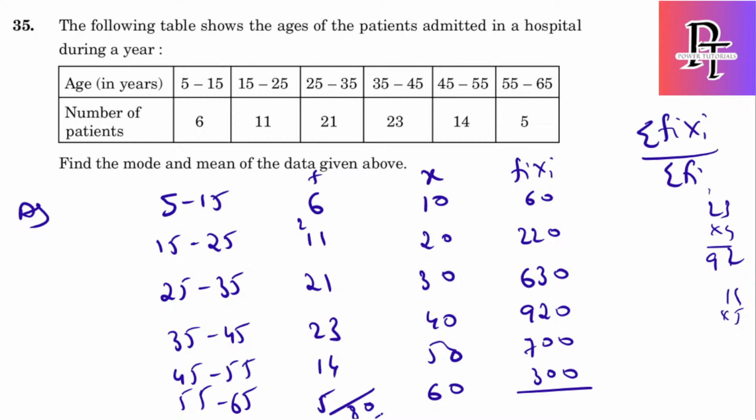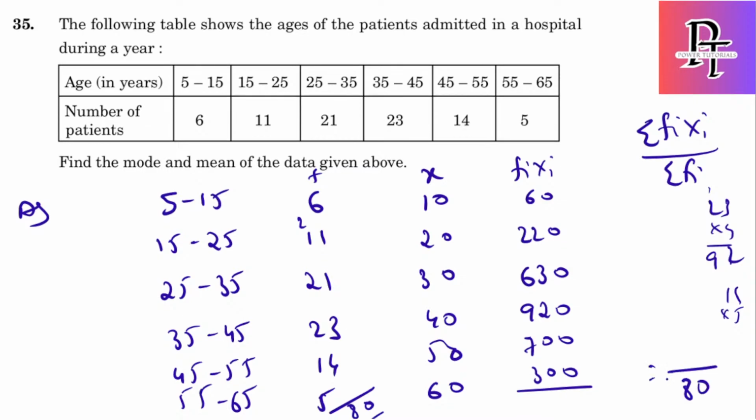Sigma FiXi we have to find: 60 plus 220 is 280, plus 630 is 910, plus 920 is 1830, plus 700 is 2530, plus 300 is 2830. So 2830 by 80, the 0 gets cancelled out. So the final answer will be, if I divide by 8, I'll write in another slide.